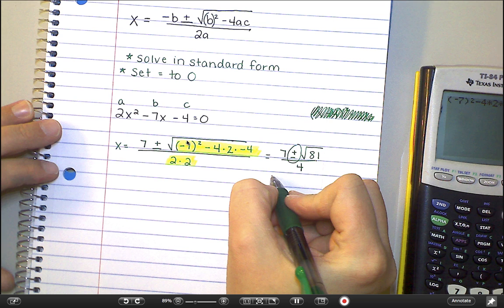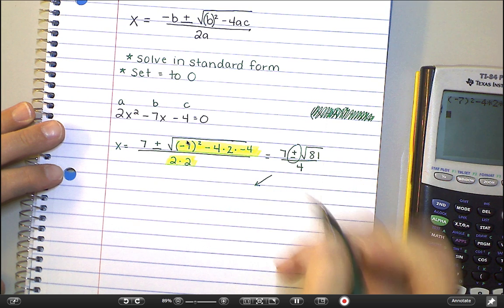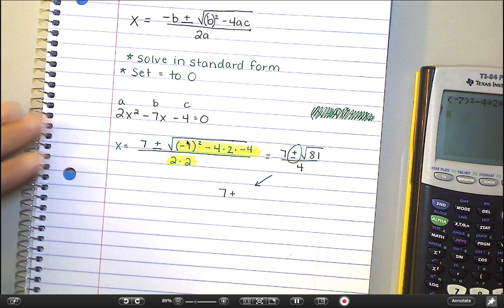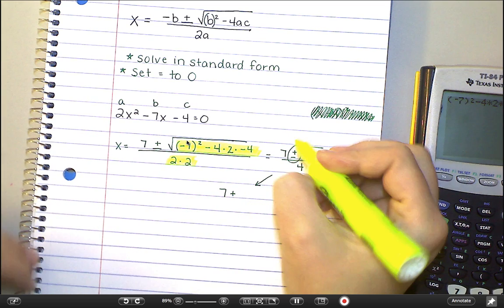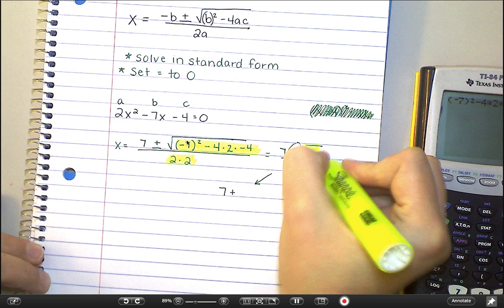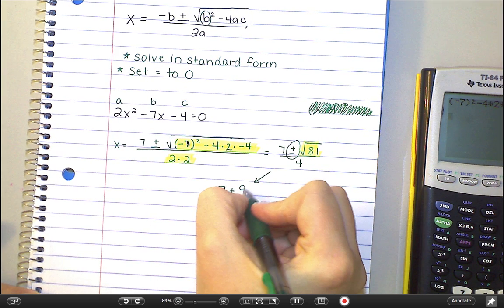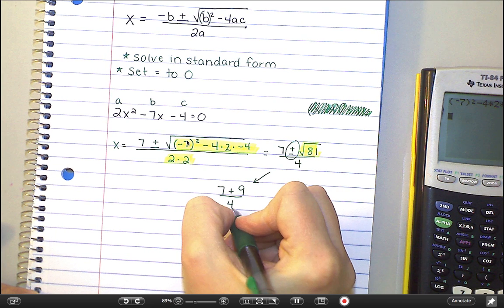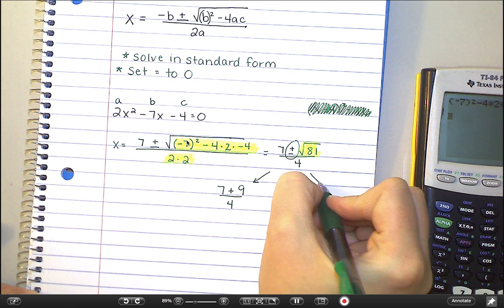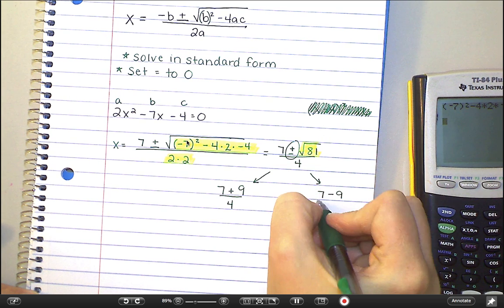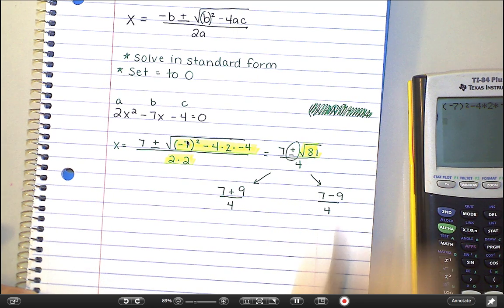Okay, so one of my expressions will look like this: 7 plus, and I'm going to go ahead and take that square root of 81. I know that that's a 9. So I'm going to turn that into a 9 over 4. And then this one over here will be 7 minus 9 over 4. Okay.